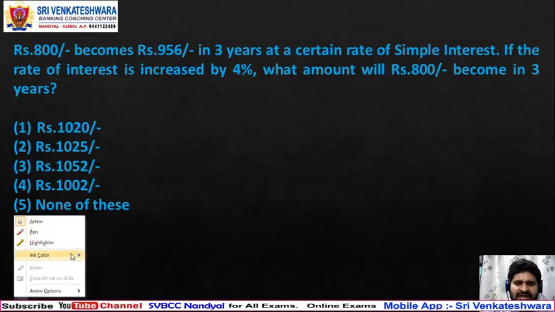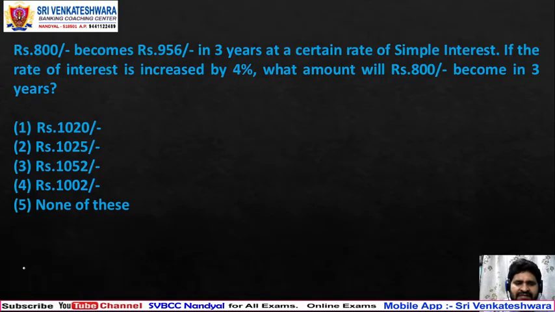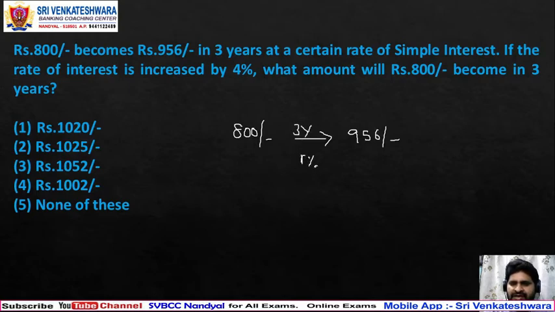956 rupees. 800 becomes 956 rupees in 3 years at a certain rate of simple interest. If the rate of interest is increased by 4%, what will 800 become in 3 years? Look at the statement: 800 rupees is becoming 956 rupees in 3 years at a particular rate of interest, but that is not given, whatever the rate of interest here.